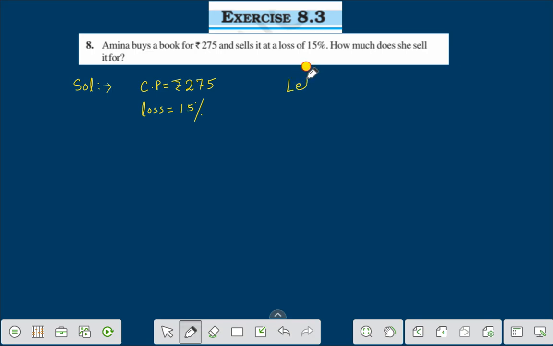Let cost price be rupees 100. Therefore, selling price is equal to rupees 100 minus 15, that is 85, right? Because loss is 15%. Let us take cost price as 100. Therefore, selling price will be rupees 85. We have to find the selling price.